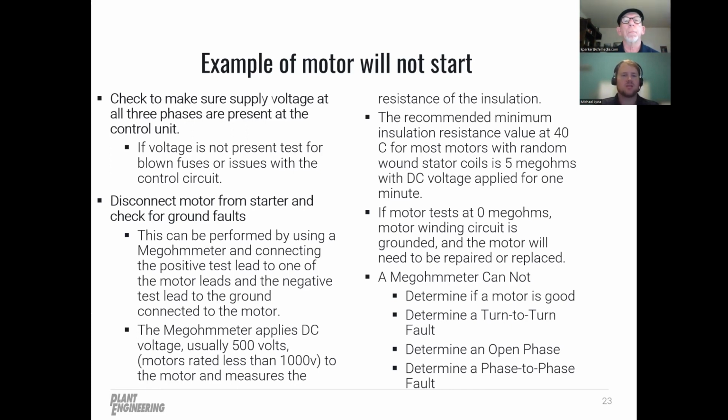If the motor tests at 0 megaohms, that's not good. The winding is shorted, and you've got to pull that motor out of operation and go ahead with a repair or replacement. One thing to note here: we use the megger a lot for these activities, but keep in mind the megger can't determine if a complete motor winding circuit is good, nor can it determine turn-to-turn or phase-to-phase faults. You're going to need a more advanced circuit tester if you want to check for that.